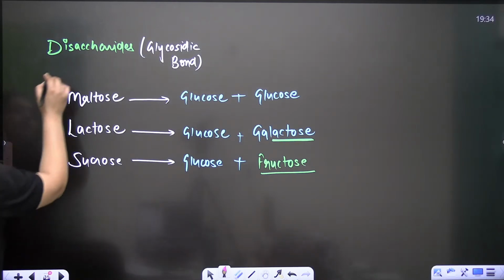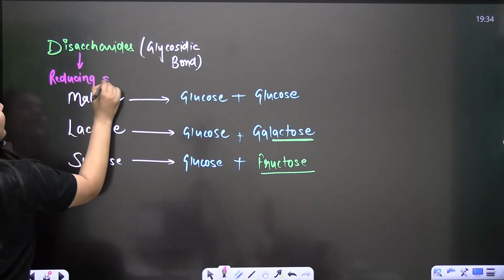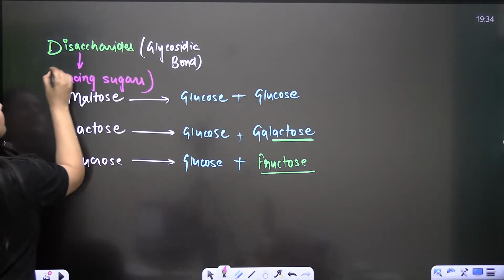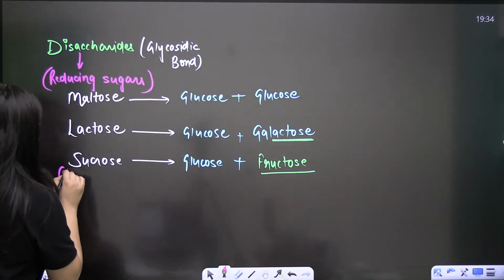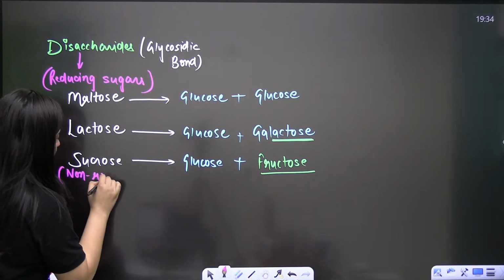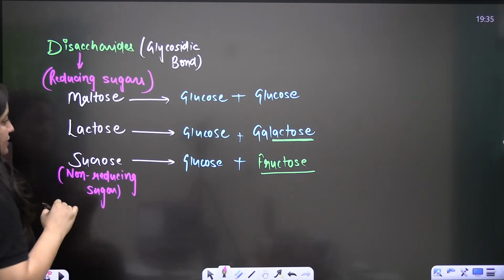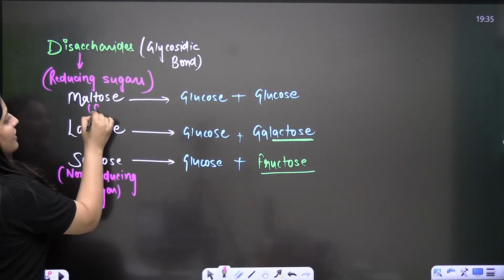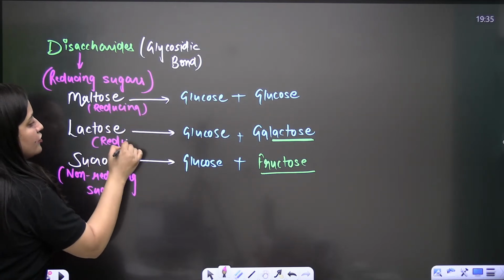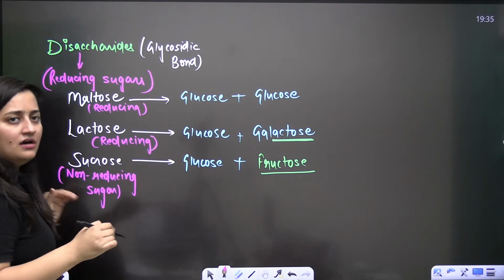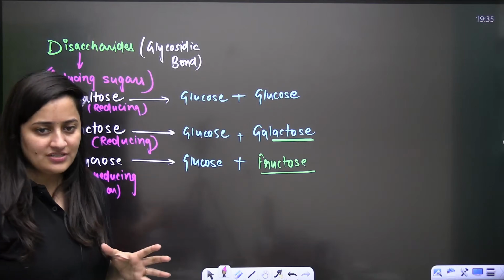Now when you are talking about the disaccharides, you will see that these sugars are reducing sugars. I didn't explain this yet: what is the reducing sugar and which one is the non-reducing. Let me explain. Sucrose is going to be a non-reducing sugar. So they all are reducing, but here the exception is sucrose. And in the case of monosaccharides, all sugars are reducing sugars.